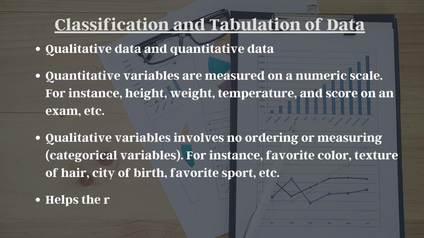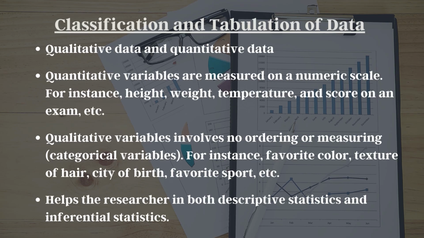Whichever information we are gathering, we tend to classify. Even the human brain receives information like that and classifies it for better memory. In a similar way, classification here is very important for the information to be in an ordered and concise manner to give it more meaning. And it helps the researcher in both descriptive statistics and inferential statistics.